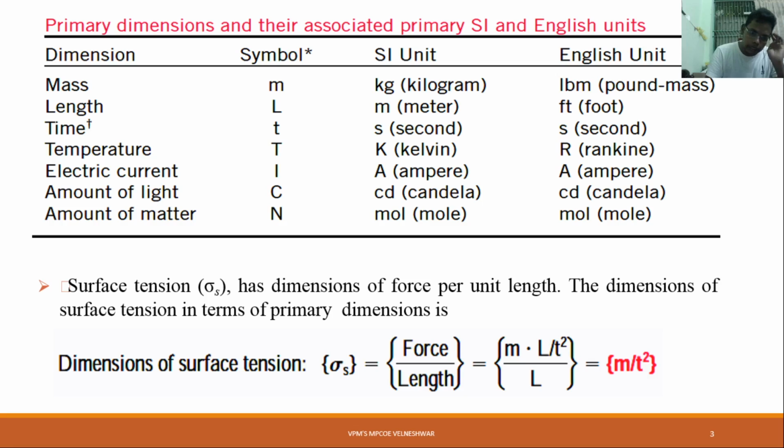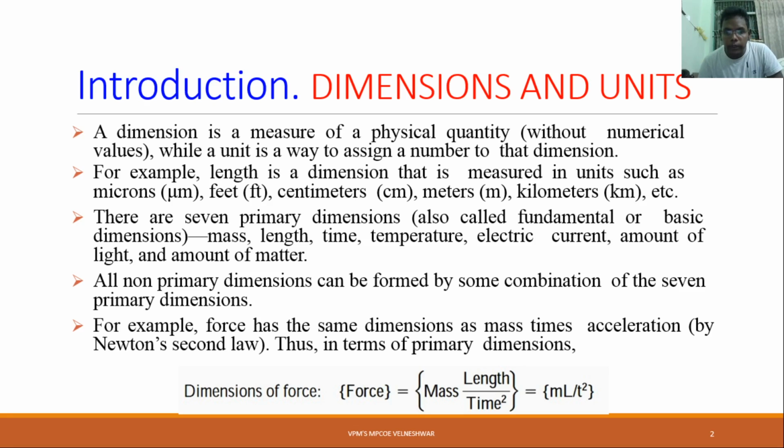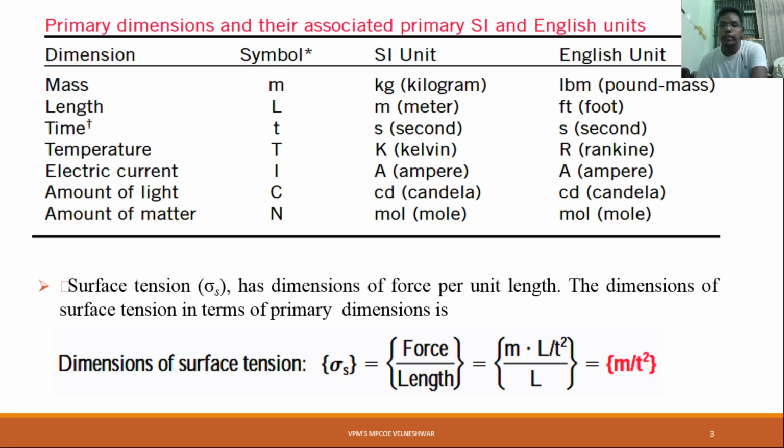If you see in our fluid mechanics first module, we have seen surface tension there. Surface tension is denoted by sigma s, and the formula is force upon length. Just now we have seen our force unit is m into l divided by t square. Same value I am considering here, m into l divided by t square. Length is length, so length will be cancelled. What will be the remaining? M per t square. This is my remaining value.